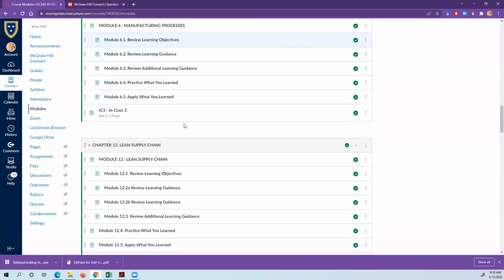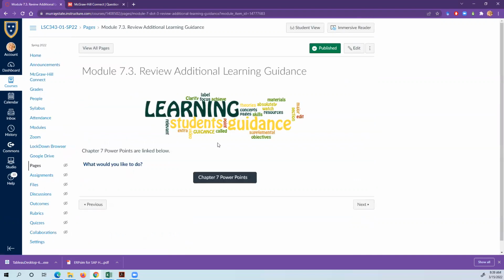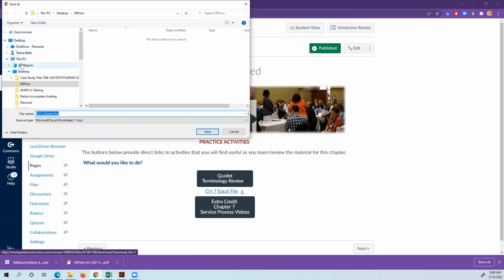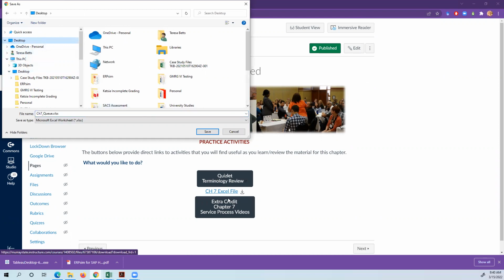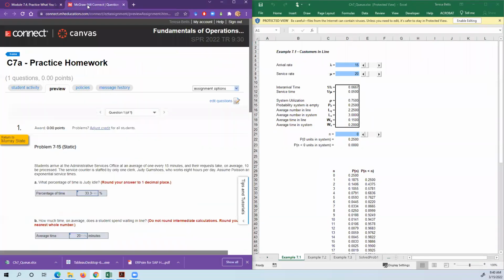Right, so when I go to Chapter 7, under review additional learning activities, I think, let's see, nope, let's try the next one. Practice what you learned. Okay, here's this Excel file, and it may be prettied up when you see it. I may get the button to look correct, but basically you want to download this Excel file. Okay, and I'm going to save that to my desktop just for now, and open it. And so I have that open. So we'll put it here and we'll come back to this.